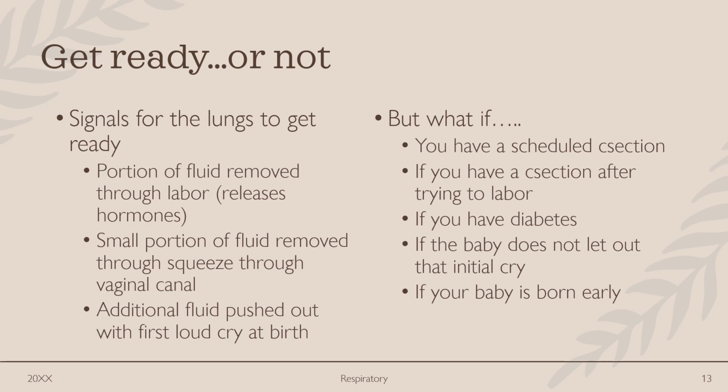So for things to go normally, we need a little help. We need a little signal for the lungs to get ready. How does that happen? Well, mom's going through labor. We have a release of certain hormones. Those hormones help decrease the amount of fluid that is in the lungs.